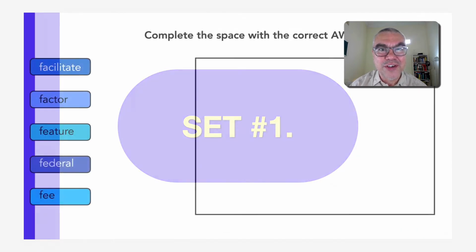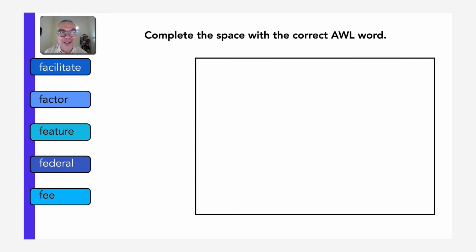Here is the first group of words we're going to look at: facilitate, factor, feature, federal, and fee. And this is your exercise to practice these words. We're going to use a gap fill. Please fill in the spaces with the appropriate word. Here is the first sentence.